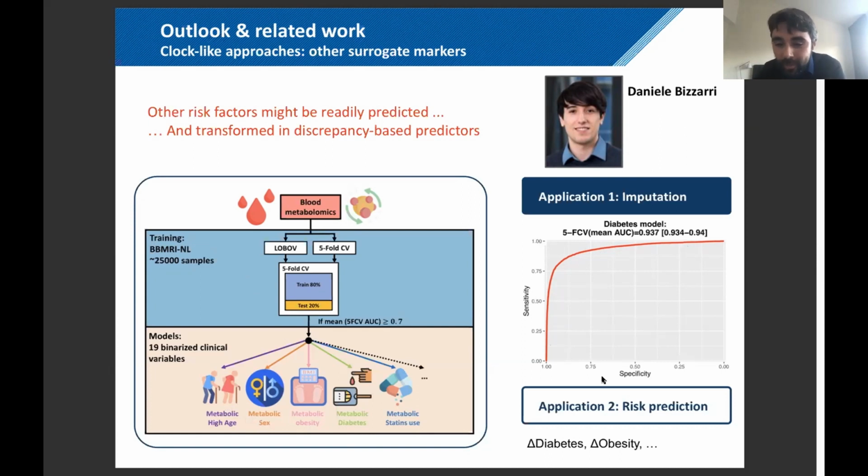But you might also wonder, if we look at this discrepancy in either diabetes status or obesity, what this would actually mean. Suppose you would be very lean, but in your blood, you look like a very obese person. I guess this also associates with cardiometabolic outcomes. And this is one of the things we're now currently also investigating.